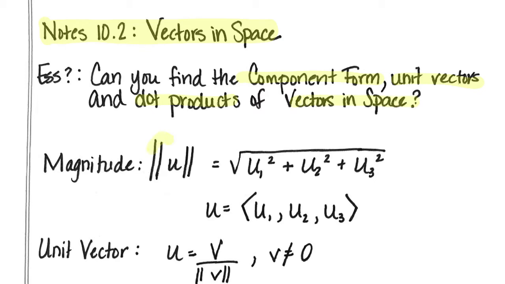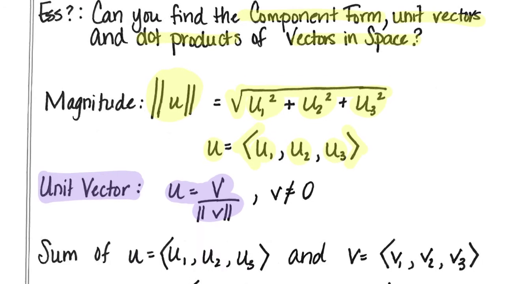So the magnitude is very similar to what we had, except now the magnitude is the square root of u sub 1 squared plus u sub 2 squared plus u sub 3 squared, where u is equal to, and this is a component form, u sub 1, u sub 2, u sub 3. A unit vector, remember, we take the point and we put it over the magnitude, and the point cannot equal 0, but nor can the magnitude.